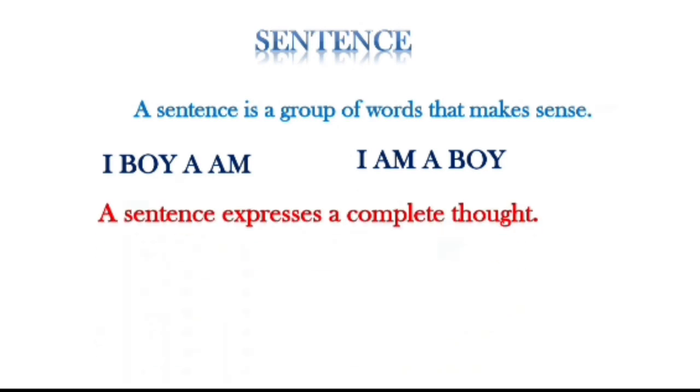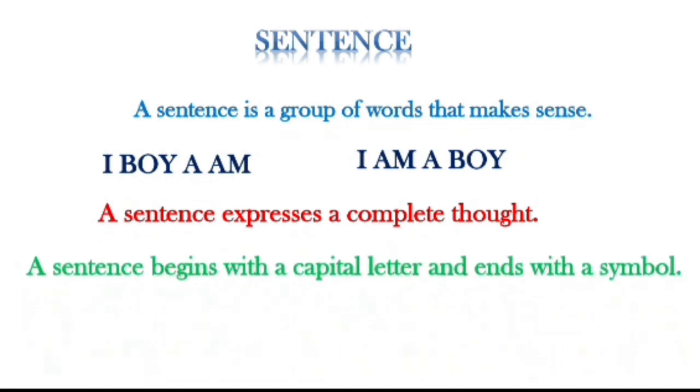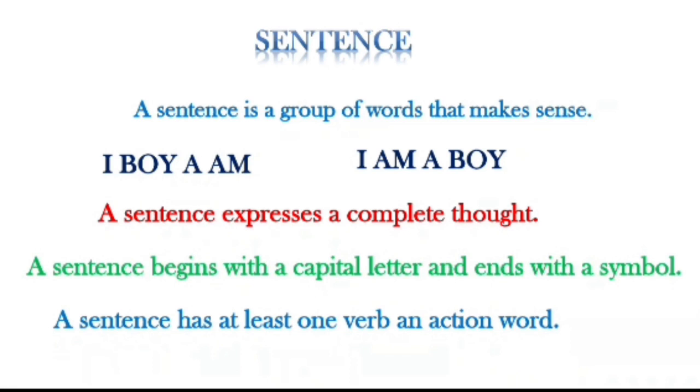A sentence expresses a complete thought. A sentence begins with a capital letter and ends with a symbol, like full stop, question mark and many more. And a sentence has at least one verb, an action word. Without the verb, it may not be possible to construct a sentence. The verbs may be linking verbs, helping verbs or an action word also. The sentence must have one verb.